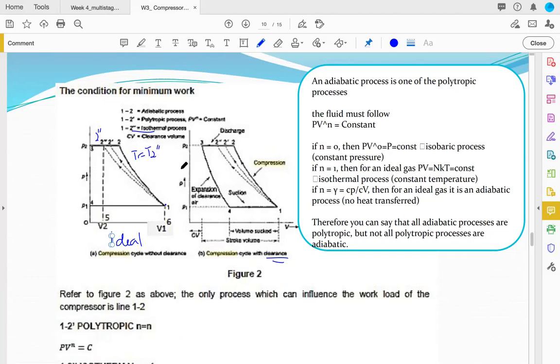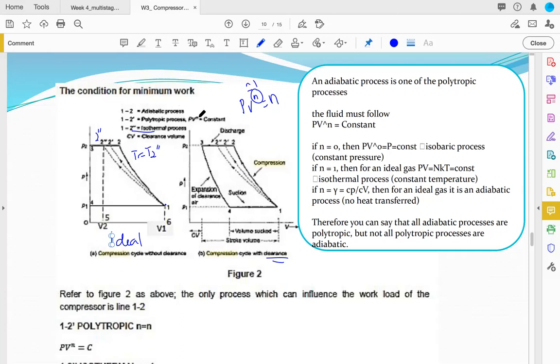the thing that you can try to achieve is polytropic, which is close to PV^n equals constant. If your n is close to 1, then you are able to minimize the work. And the largest work will be the adiabatic compressor.